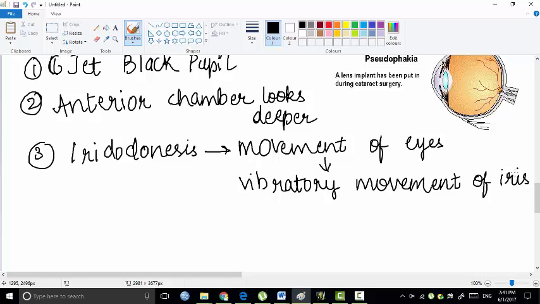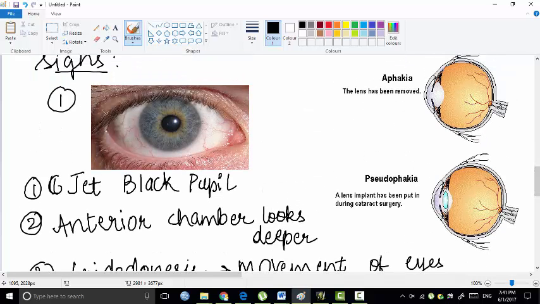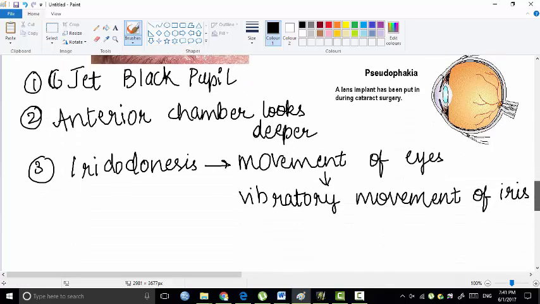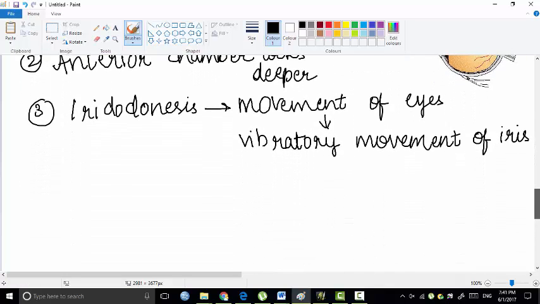This is because once the lens is not there, the major stabilizing part is lost, right? The lens is connected to ciliary muscle, ciliary body, iris, all this works as a unit. So once the lens has been removed or lost by one or the other way, the stability of this unit is lost. This loss of stability results in the vibratory motion which you can see outside as the eye moves. This movement is called iridodonesis.